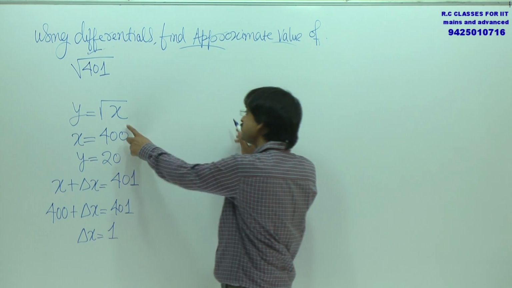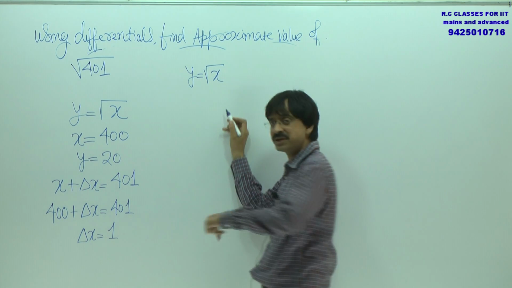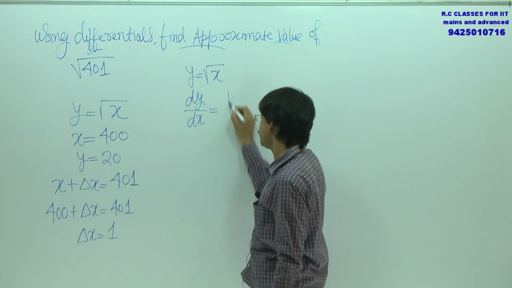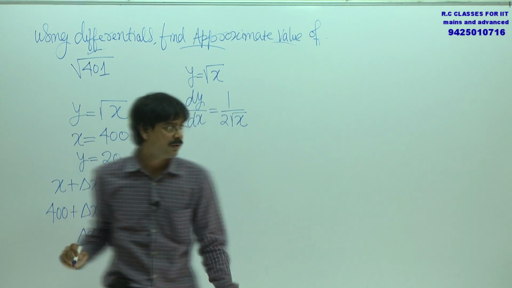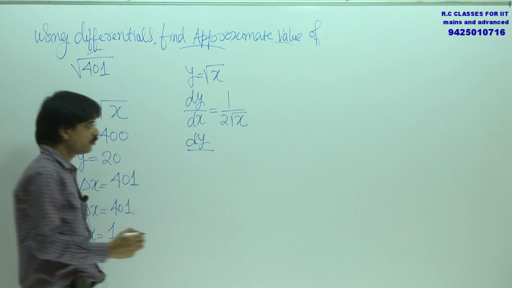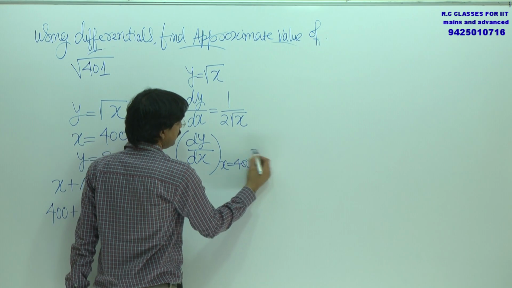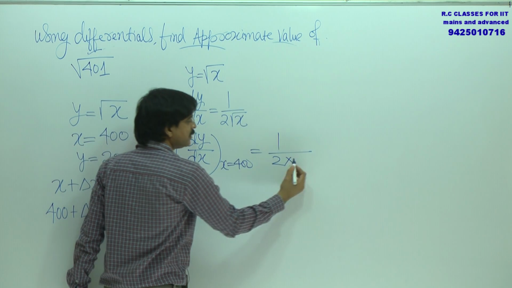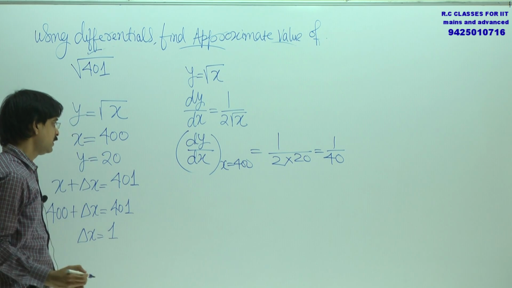Now since we have taken y equals root x as the function, and we have to find the approximate value of a square root function, differentiate that function with respect to x. It is dy by dx equals 1 upon 2 root x. Fine. At which point? Definitely we are calculating at x equals 400. So dy by dx at x equals 400 is 1 upon 2 into, for x equals 400, square root 20, it is 1 by 40, right? That is dy by dx.